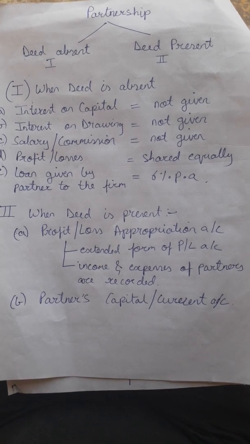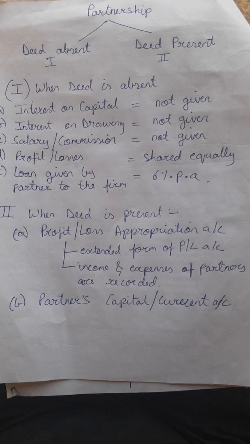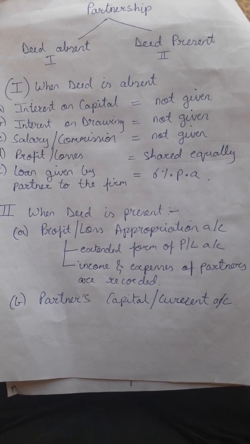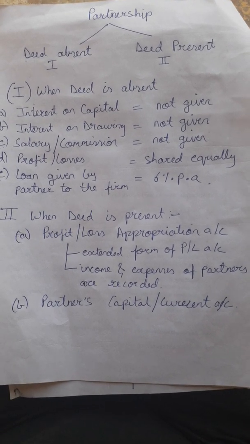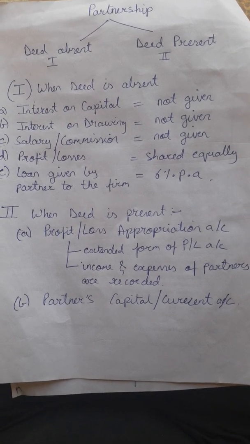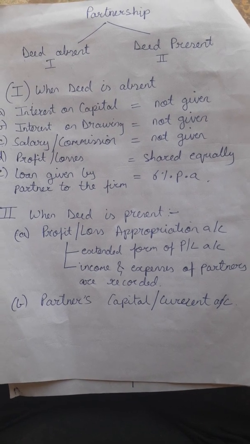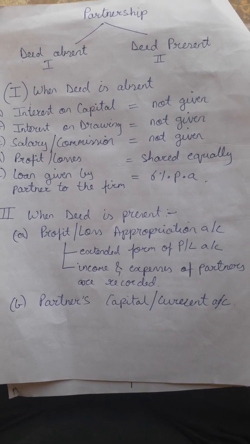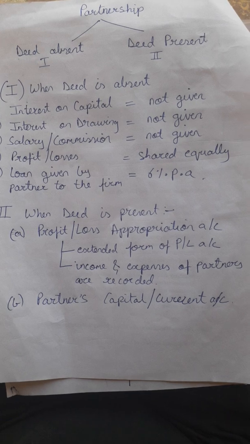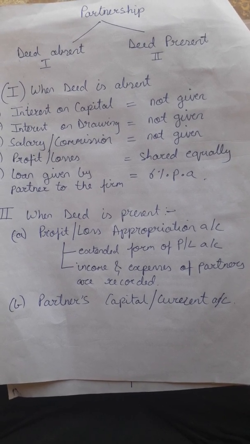When deed is absent, we had done a question. Now we have to start with when deed is present. So today we shall cover that. When deed is present, then two accounts are prepared. First is profit loss appropriation account and second is partners capital account.